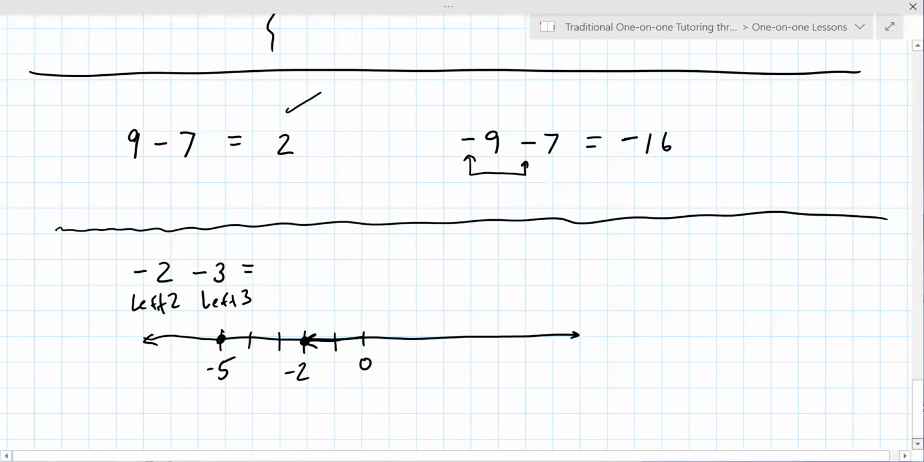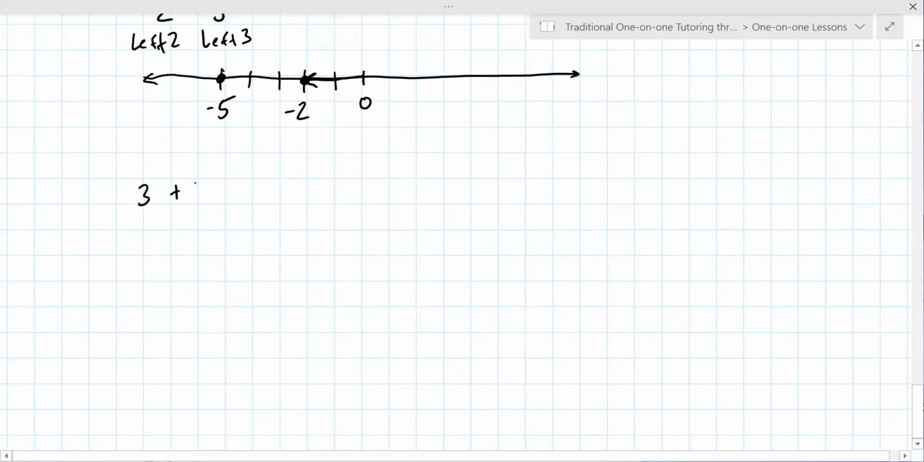Okay, so let's try another one here. 3 plus 2 is 5, because you're going right 3, and then you're going right 2. So like if this is 0, you're going right 3, 1, 2, 3, and then you go 2 more. You follow that?